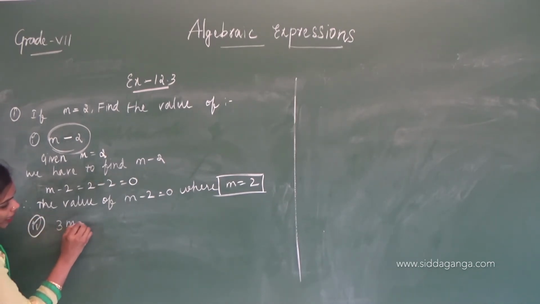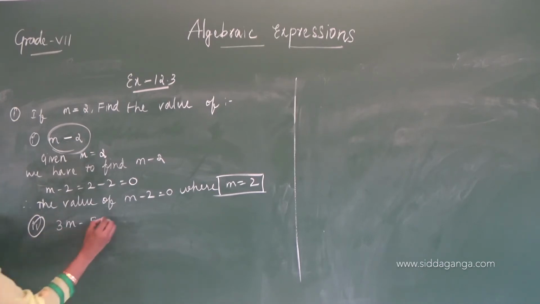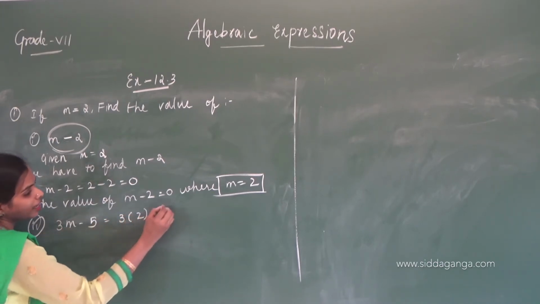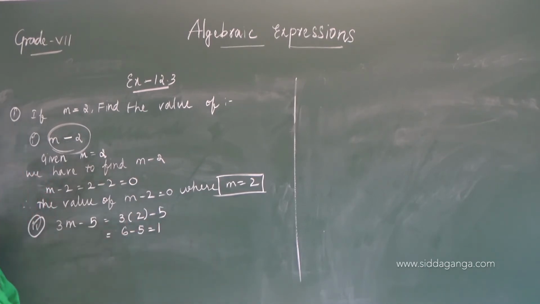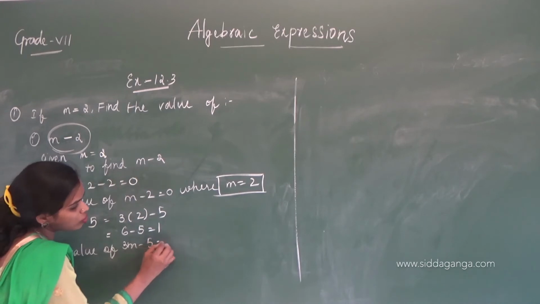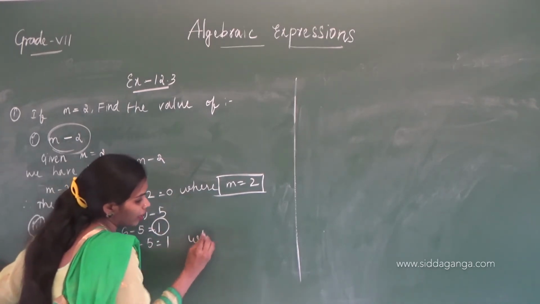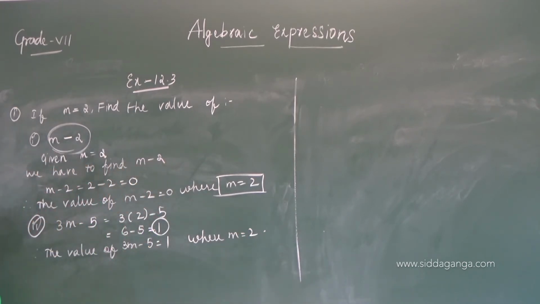Next, 3m minus 5. You have to write, given m equals 2, we have to find 3m minus 5, which is 3 into 2 minus 5. What is 3 into 2? 6. 6 minus 5 equals 1. Therefore, in the next line we write, the value of 3m minus 5 equals 1, where m equals 2.